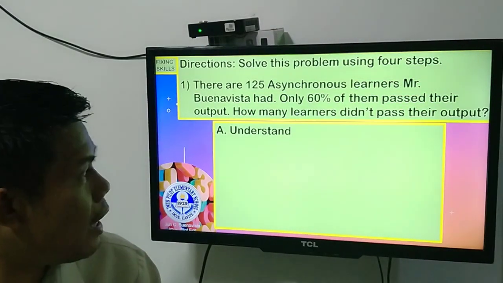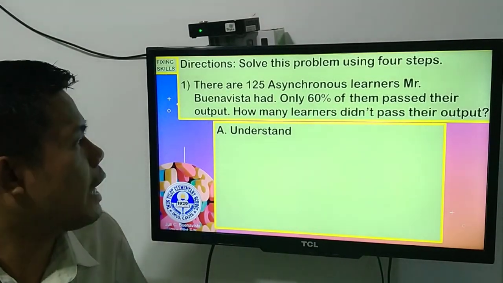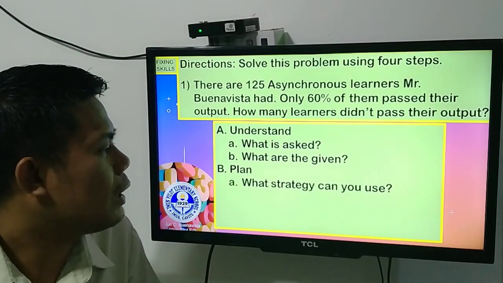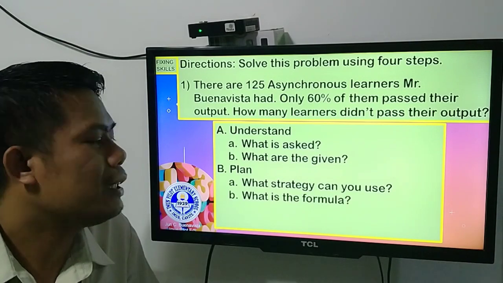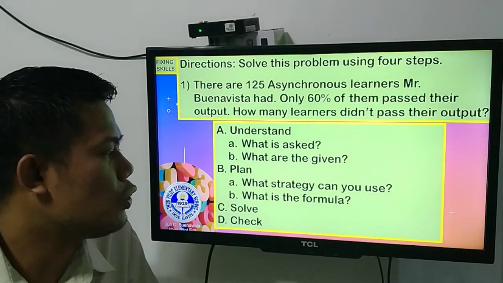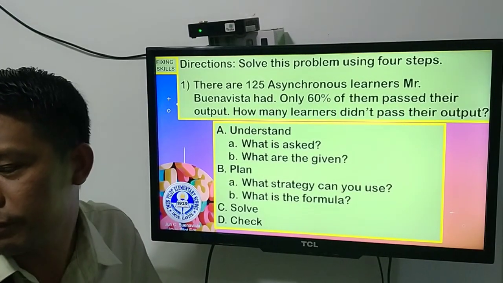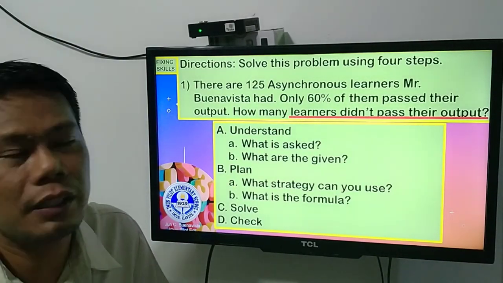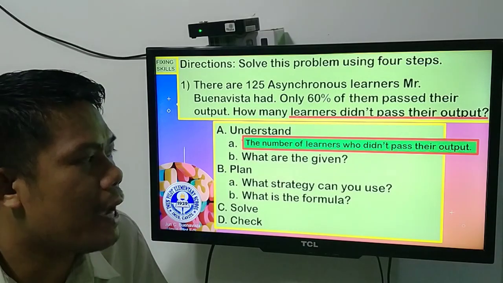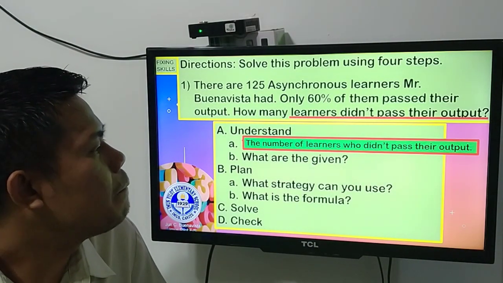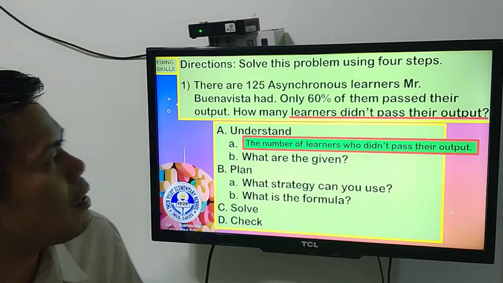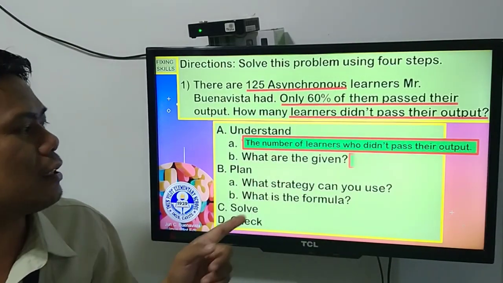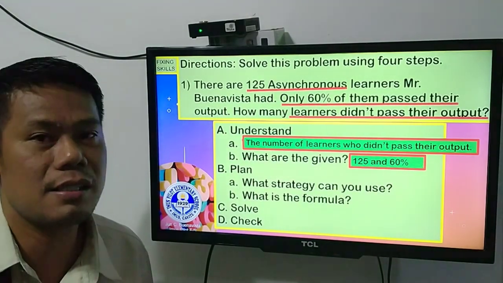So, you're going to use the 4 steps. Understand. Under understand, you're going to know what is asked, what are the given, then plan, what strategy can we use, what is the formula, then solve, and then check. Okay, so what is asked in that problem? So in that problem, asked the number of learners who didn't pass their output. What are the given facts? The given facts are 125 asynchronous learners, and then we have 60%. So that is the given facts, 125 and 60%.